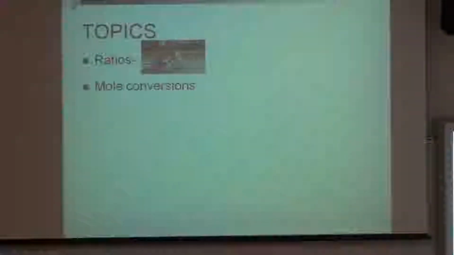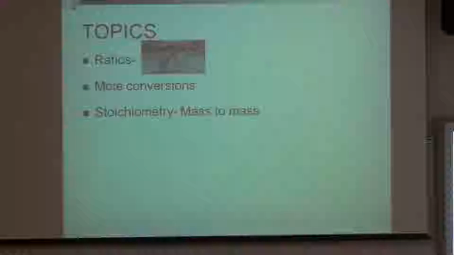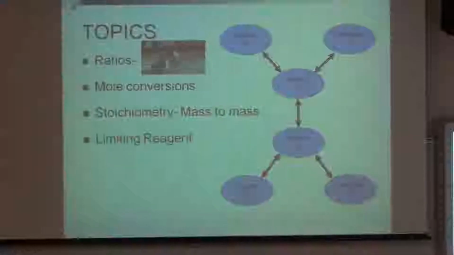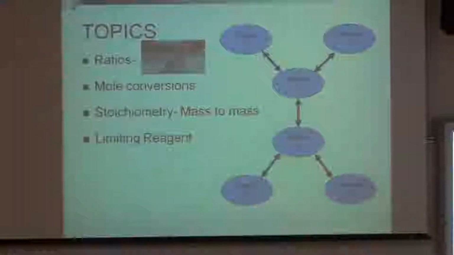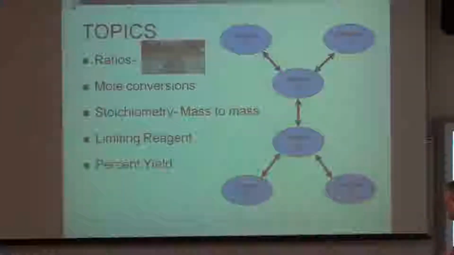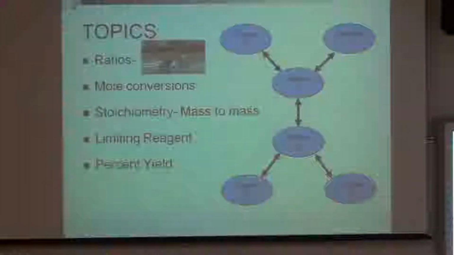All right, back on track. So here's what we're going to cover. We're going to cover ratios. We're going to relate our ratios to bikes. Like there's a dog riding a bike. That's pretty neat. Mole conversions, basic stuff. Stoichiometry, we'll do mass to mass. That'll be the longest road on our little stoichiometry map. Limiting reagent or limiting reactant, whether you say limiting reagent or limiting reactant, it means the same thing. And percent yield.